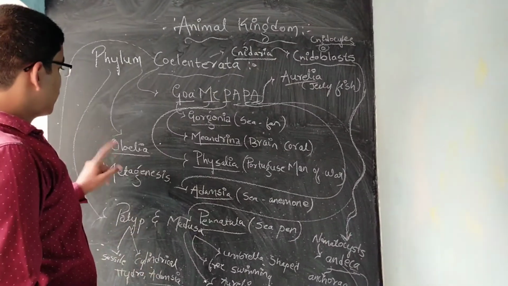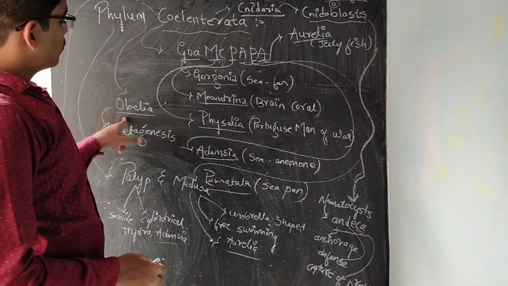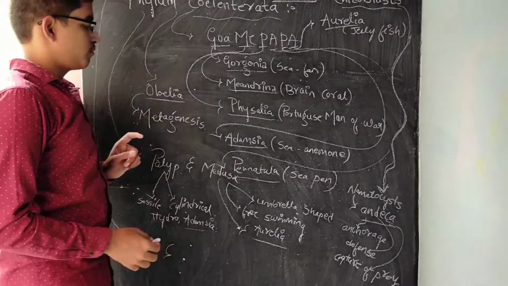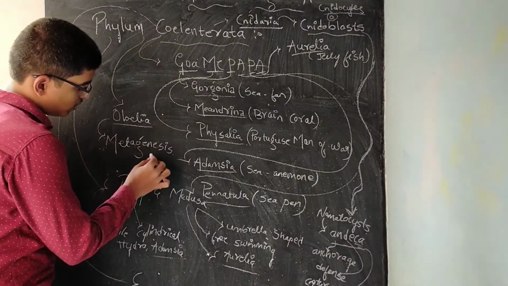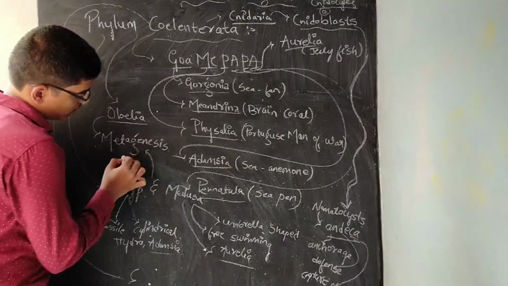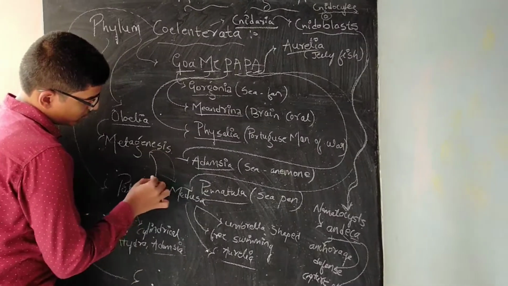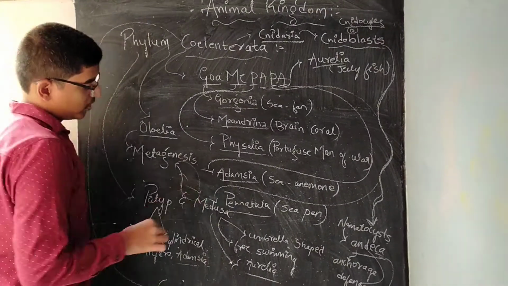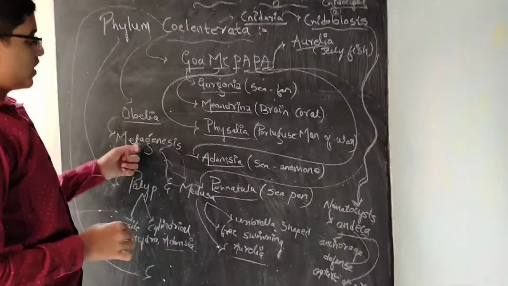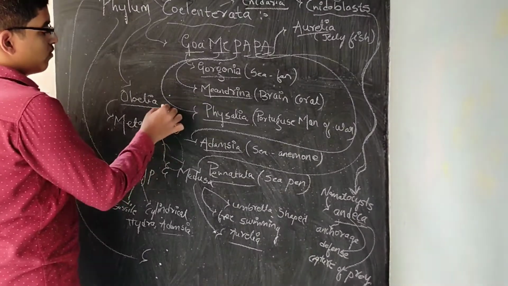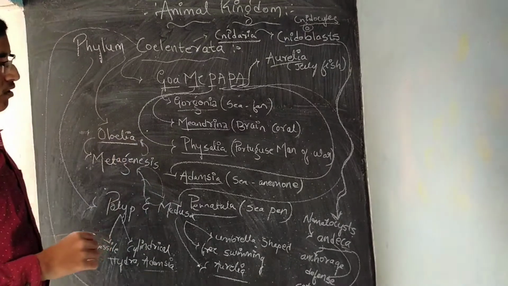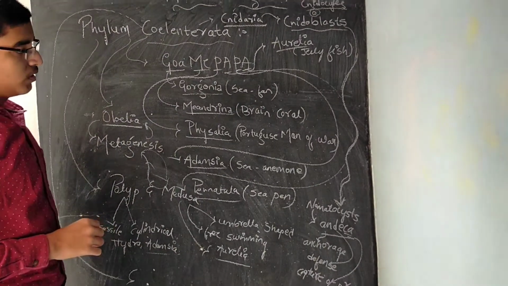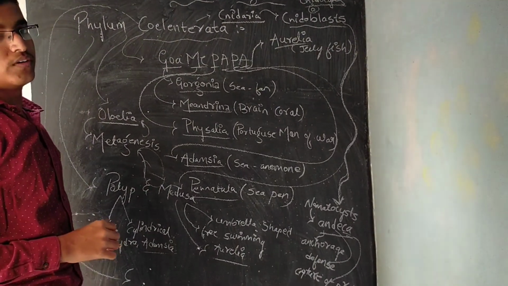Okay, so we are learning about Obelia. This Obelia exhibits the metagenesis phenomenon. What is metagenesis? Alternation of generations between polyp and medusa. This polyp forms medusa and medusa forms polyp. This is called as metagenesis, which can be observed in Obelia. Remember this example, Obelia. This is one of the important.